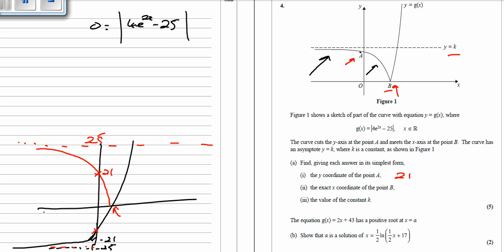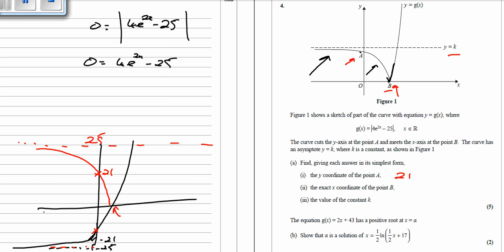Now, where the original curve hits the point B there, that's not actually modulus. It's modulus and not modulus at the same time because this bit here is just the original curve, so the modulus doesn't affect it at all. And it's just at that very second, or the second after it bounces back up, that the modulus comes into effect. So we can actually just solve 0 equals 4e to the 2x minus 25.